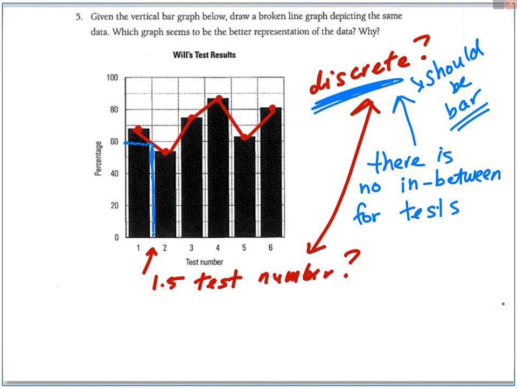So I guess what I really want you to know is that discrete data is for bar graphs. It's when there's no in between.